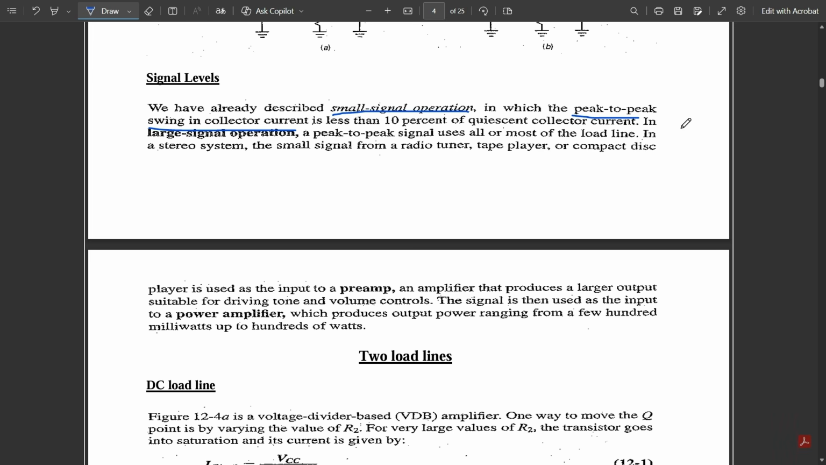So here the peak to peak swing in collector current is less than 10% of the quiescent collector current, which means that in a large signal operation, a peak to peak signal uses all or most of the load line.